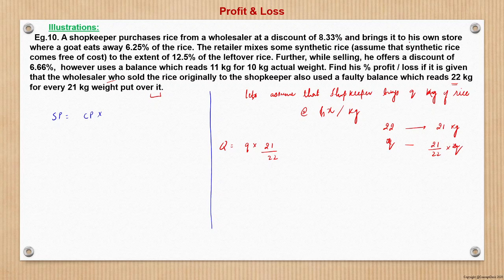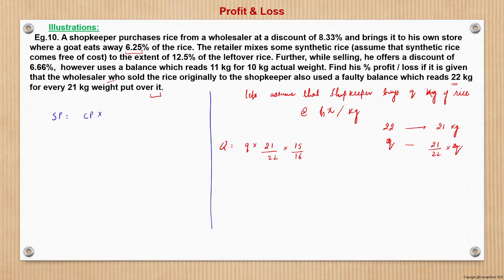And now he brings it to his own store, where a goat eats away 6.25%. So further, 6.25% of the rice has been eaten away by a goat. 6.25% means 1 by 16. So what remains is 15 by 16, right?